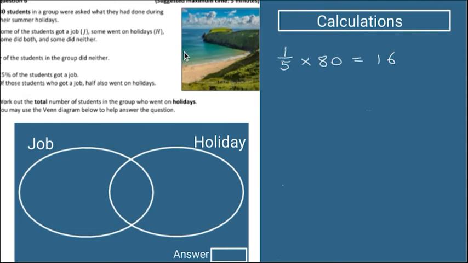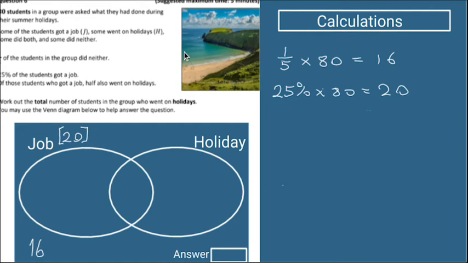The next bit of information relates to 25% of students got a job. So let's work that out. So 25% multiplied by 80 is 1/4, which is 20 students. So this doesn't go inside the set, it goes outside because it's a total, and we may have to distribute that 20 within the set.